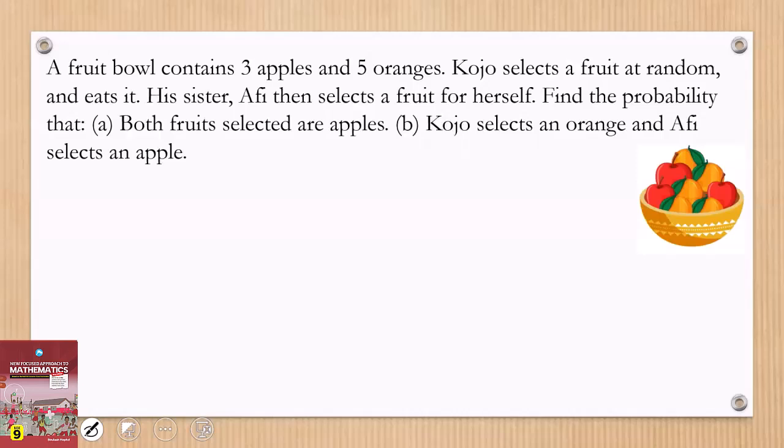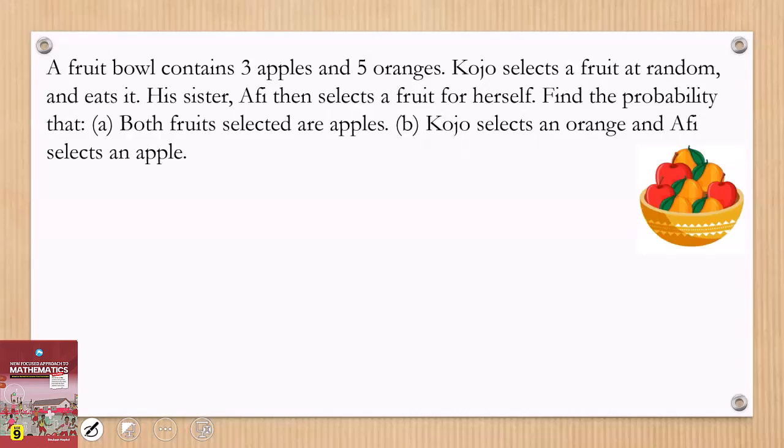A fruit bowl contains 3 apples and 5 oranges. Kojo selects a fruit at random and eats it. His sister Afi then selects a fruit for herself. Find the probability that both fruits selected are apples, and that Kojo selects an orange and Afi selects an apple.